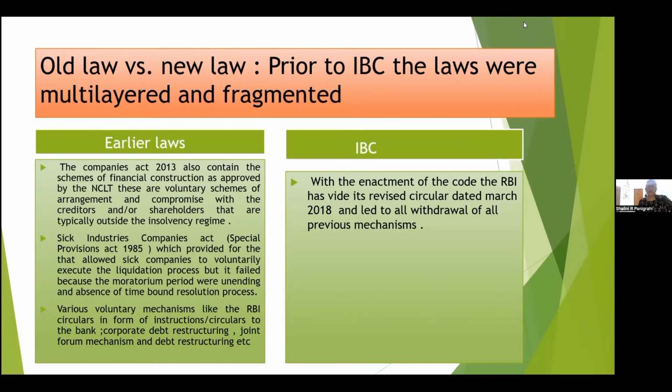Various voluntary mechanisms like RBI circulars in the form of instructions to the banks, and corporate debt restructuring, failed. So these laws under different enactments, SICA, all these acts could not solve the problem of resolution. So a need was felt, and this IBC was enacted. With the enactment of this IBC code, RBI has also revised its circular dated March 2018, which led to the withdrawal of all the previous mechanisms. Now everything will be covered under the Insolvency and Bankruptcy Code.